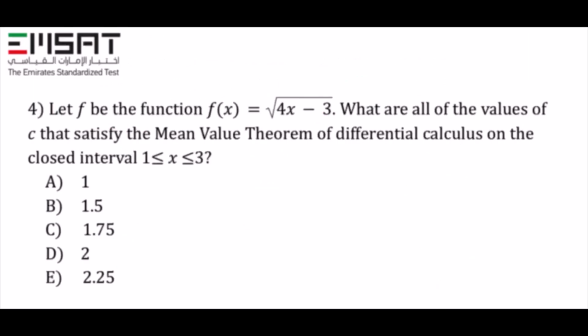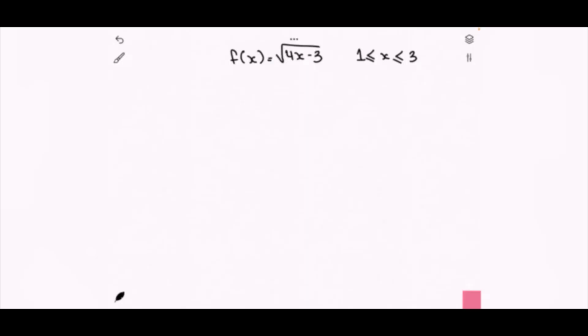Let f be the function f of x equals square root of 4x minus 3. What are all of the values of c that satisfy the mean value theorem of differential calculus on the closed interval 1 is less than or equal to x, and x is less than or equal to 3? To find c, we're going to use this equation. f prime of c is equal to f of b minus f of a over b minus a. So we're going to put 1 as a and 3 as b.